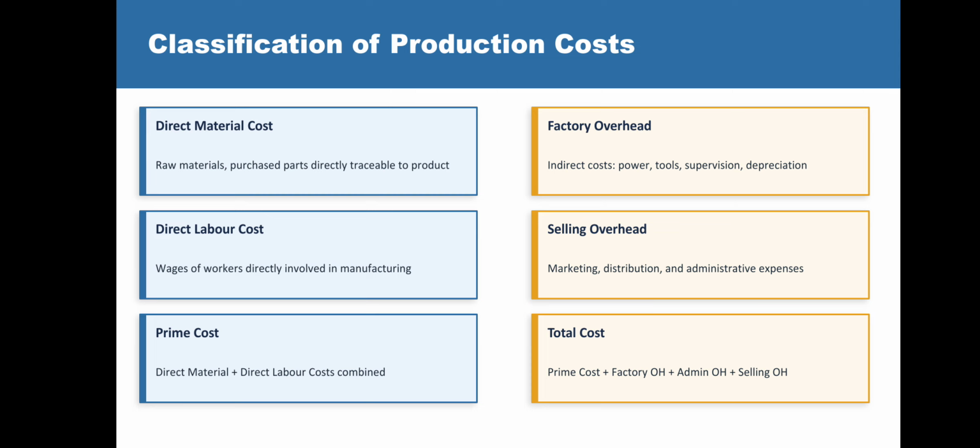Also, these formulas are used in problems to find the total cost, and also to find the above-mentioned different types of costs in the production cost. That means direct material cost, direct labor cost, prime cost, factory overhead, and selling overhead.